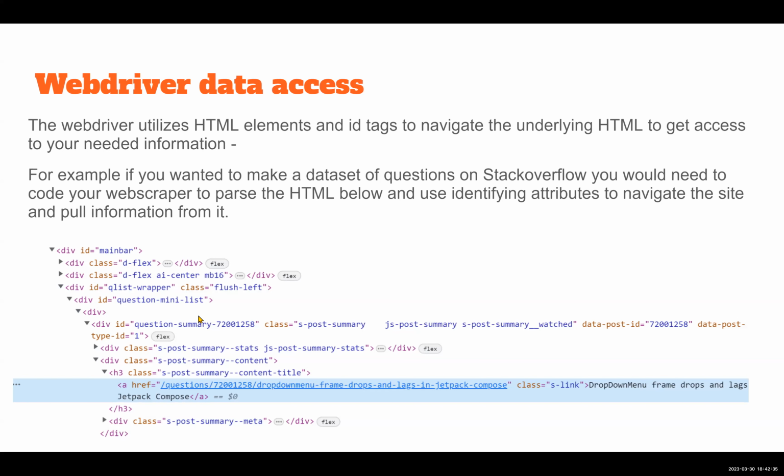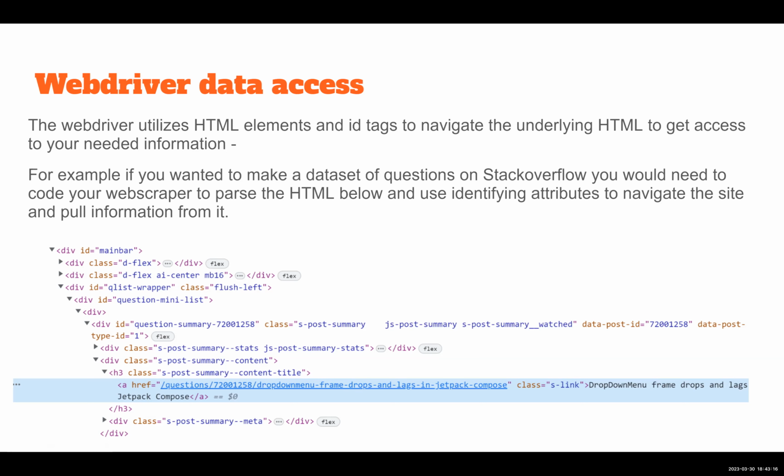So in this case, as you can see, the way the HTML is set up, you want to identify elements from the HTML which would allow you to specifically get the text of the question. A common identifier that you could use would be s-post-summary-content-title. So it's a class of an H3 element tag. Using a WebDriver like Selenium, you could have it collect all elements of that on the page.